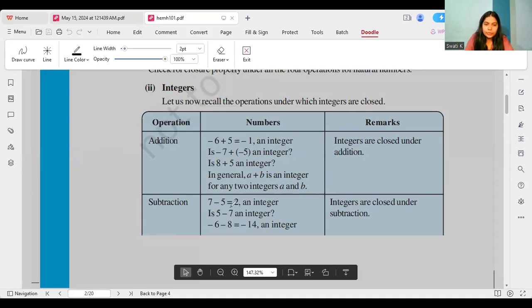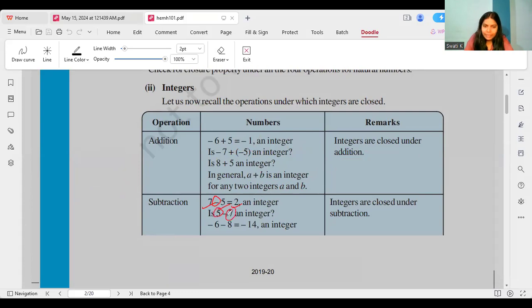You take one integer, you take another integer, you subtract it, you will get an integer. You take another integer, 5 minus 7, the answer is -2, which is also an integer. So integers are closed under subtraction too, which was not the case for whole numbers.